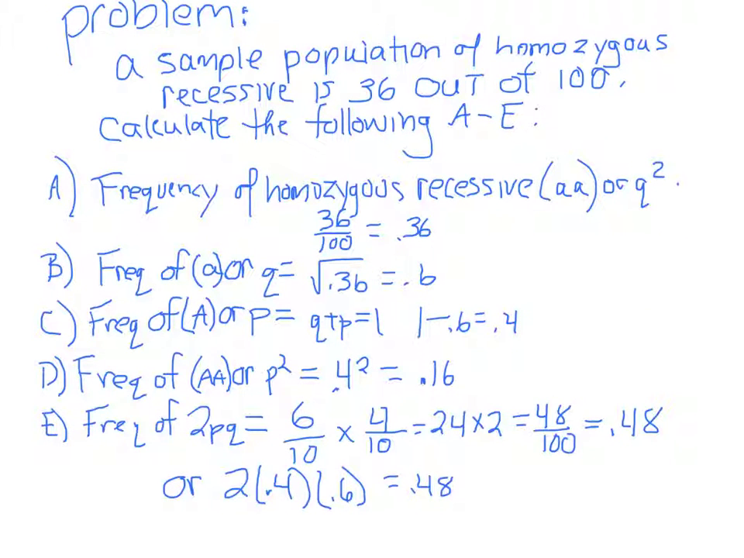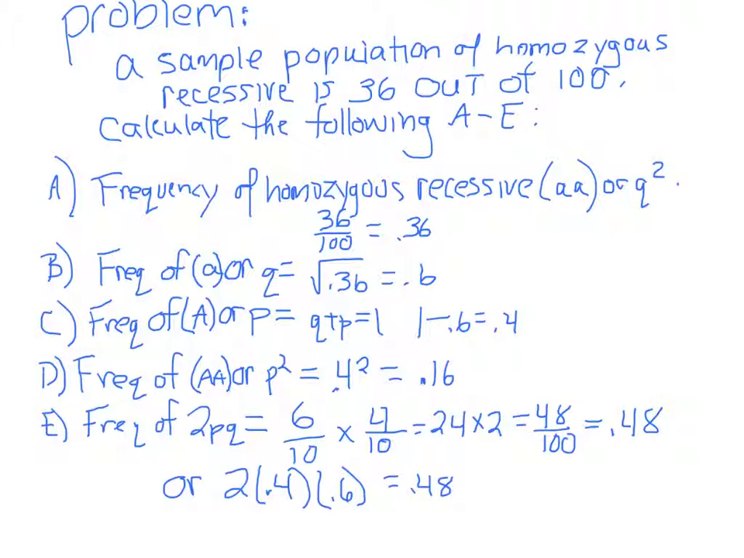Okay, so here's our problem. A sample population of homozygous recessive is 36 out of 100. Calculate the following A through E. Now, it's important to remember when asking for a frequency, you're going to give a decimal. When asking for a percentage, then give a percentage. A decimal is always better than a percentage when you're trying to calculate.